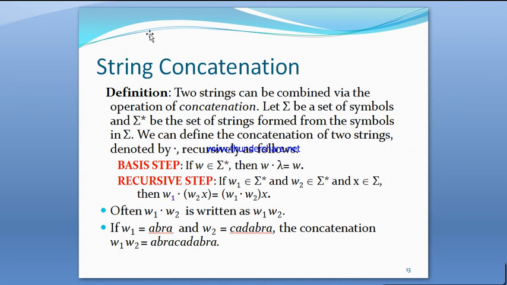If w1 belongs to sigma star and w2 belongs to sigma star and x belongs to sigma, then w1 dot (w2 x) means (w1 dot w2) x, right? Often we write w1 dot w2 to mean w1 concatenation w2. When w1 and w2 are combined, they can either be written w1 dot w2 or w1 w2. If w1 is abra and w2 is ca, then the concatenation w1 w2 equals abraca.